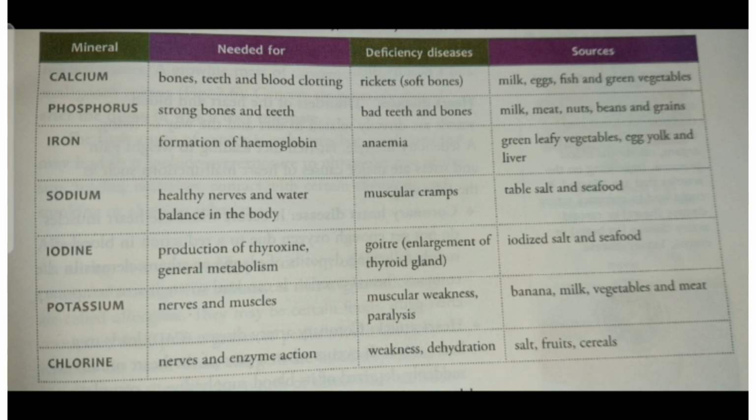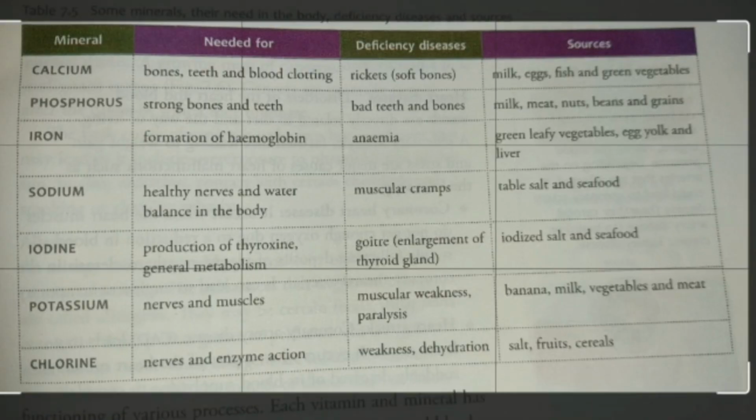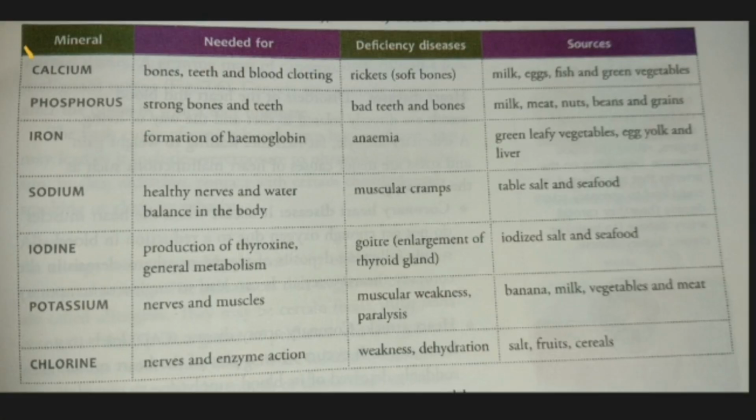So the first one is calcium. Calcium is needed for the bones, teeth and blood clotting. The deficiency disease that can happen due to calcium deficiency is rickets, that is the softening of the bones, and the sources are milk, egg, fish and green leafy vegetables.